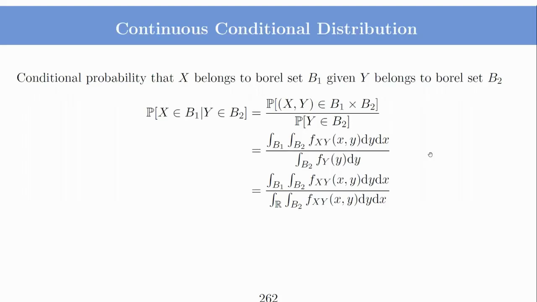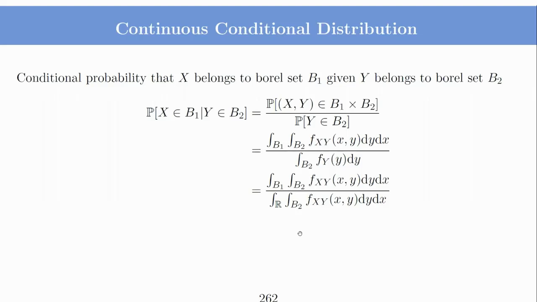And the denominator would be the probability that y belongs to B2. So I can just integrate the PDF of y over B2, or I can integrate the joint PDF over R cross B2. It means that I integrate dy over y belonging to B2 only, but I will add all values where x takes any value in the reals. I will not put any restriction on x. I will add all that density regardless of what value x takes, but in y, I will only consider the region where y takes value in B2.